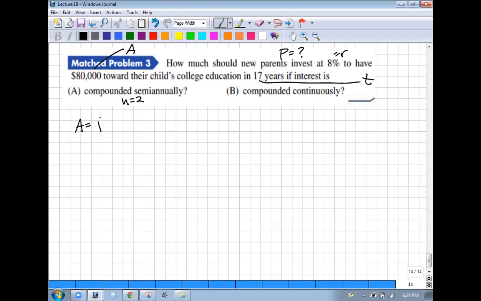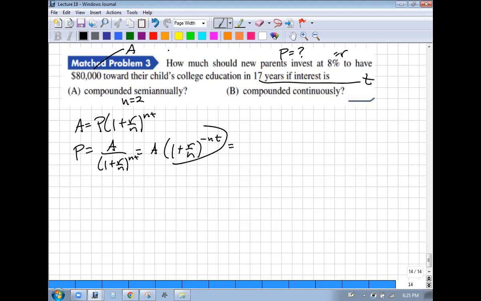All right, well, amount is p times 1 plus r over n to the nt. All right, if you want to just plug these numbers in, you can, but the principal is a divided by this. All right, or a times 1 plus r over n to the negative nt. All right, you do it like that. However you want to do it is fine. I might be able to do it like this in my simple calculator here. The amount here is 80,000, 1 plus, the R is 8% semi-annually, and then 17 years.